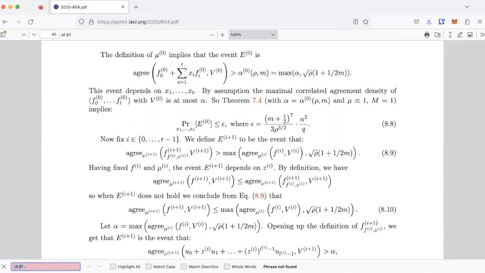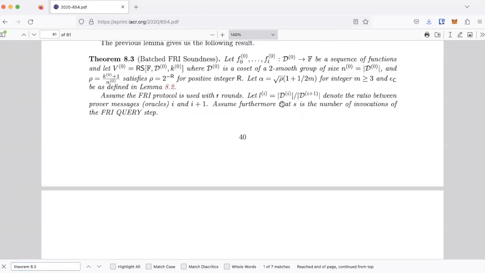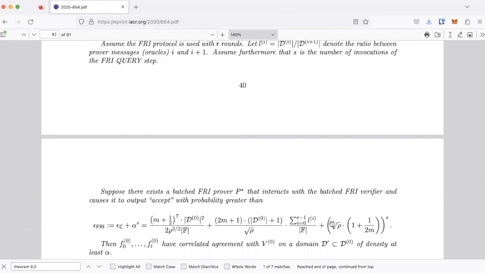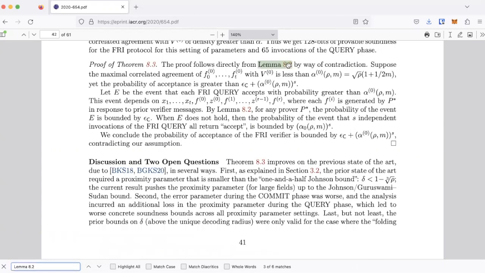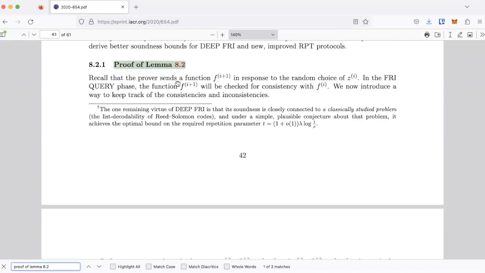So from the top, theorem 8.3 is the main Fry soundness result. We have a query error term, and we have these two terms here, which come from batching and folding. And these two terms get unpacked in Lemma 8.2. And the proof of Lemma 8.2 is the very end of the paper.